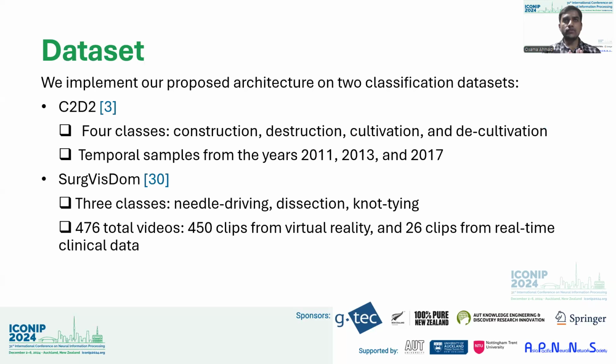So we have evaluated our proposed method on two different datasets, C2D2 and SurgWisdom. C2D2 is a remote sensing dataset that mainly consists of four classes and three different timestamps of data. And SurgWisdom is an action classification dataset that classifies different actions performed by a robotic arm in surgical operation or clinical data.